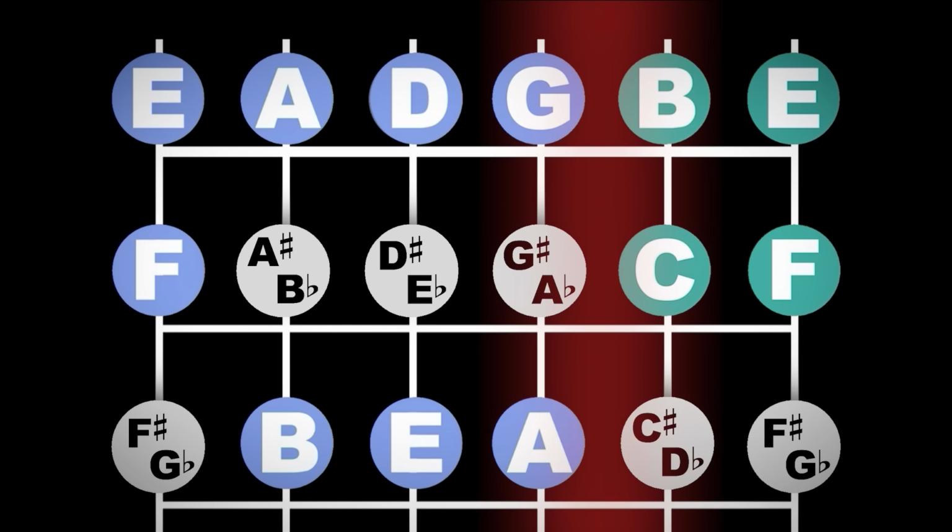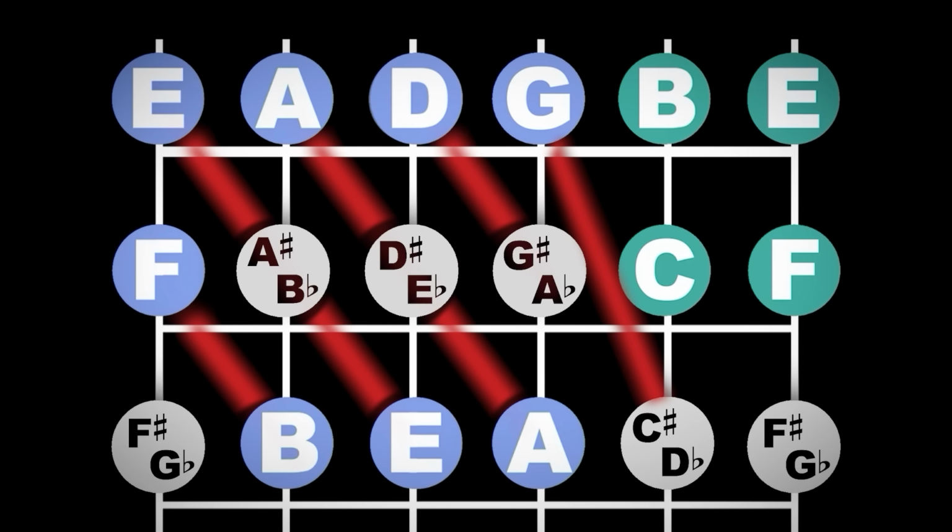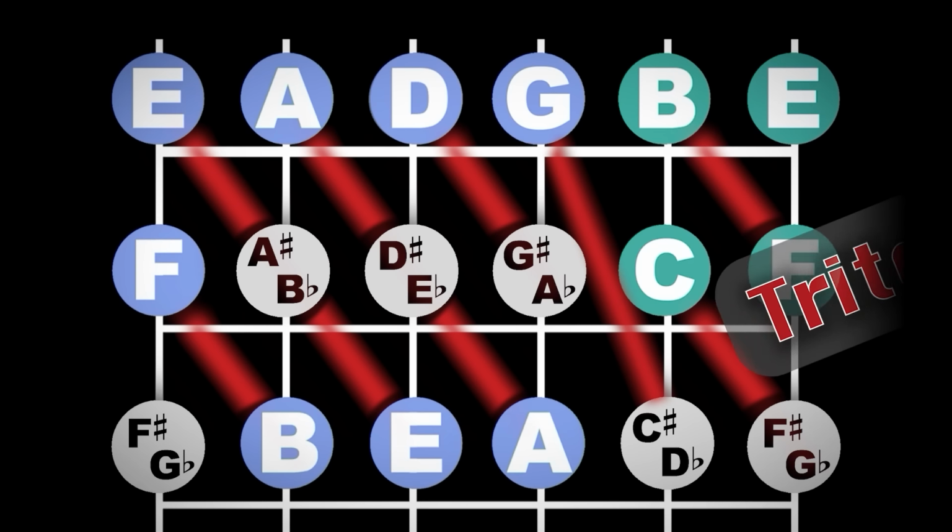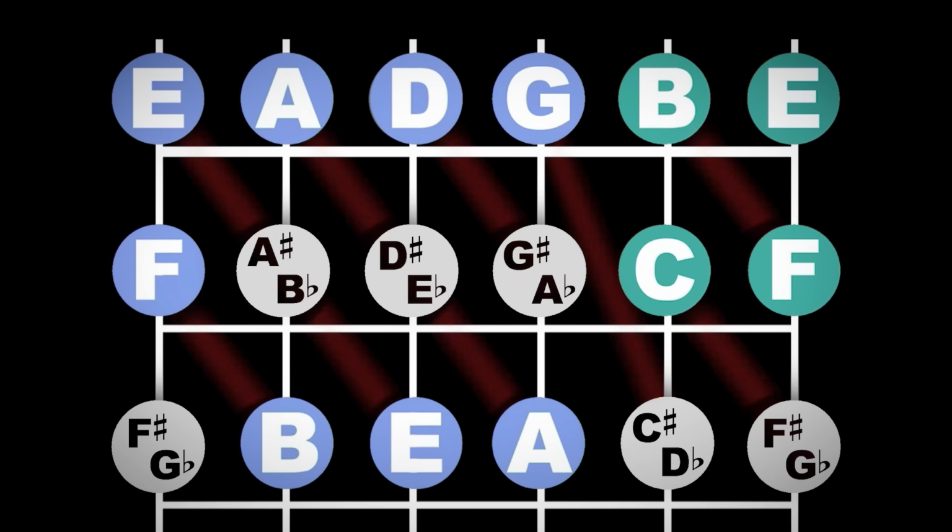Though between the G and the B string, that pattern of fifths will give us a tritone, and the tritone can be found between other pairs of strings just by going from one string to the next and one fret to the next.